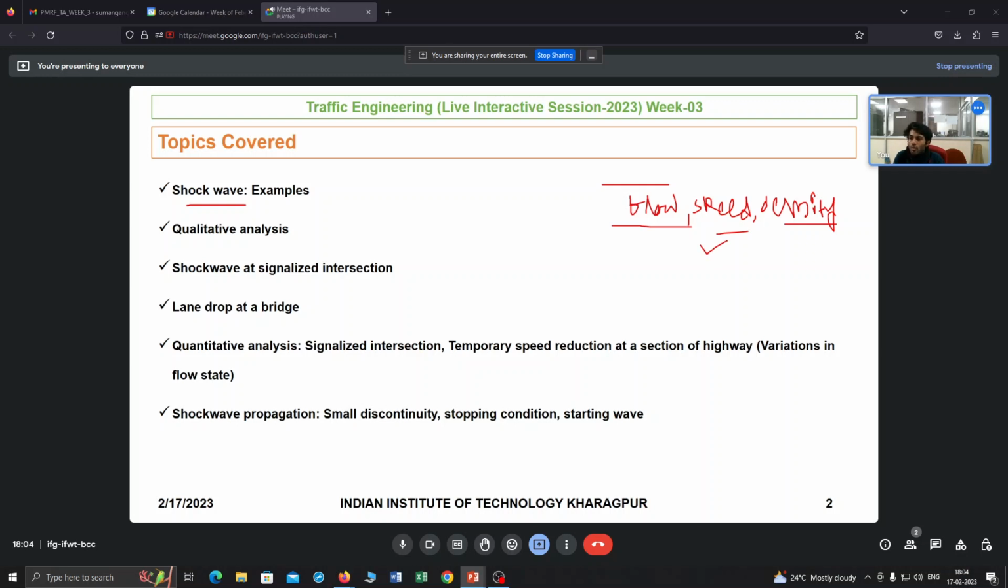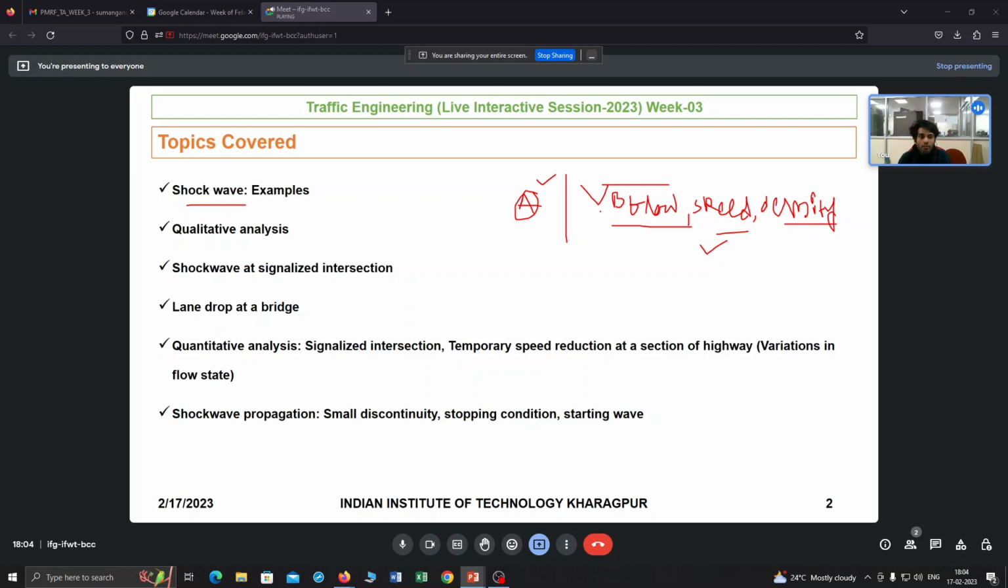If there are two different flow states A and B, it may indicate any one of these 3 conditions. Suppose flow at A is different than flow at B; subsequently it will impact your speed and density as well. Whenever your state changes from A to B, there is a demarcation. That demarcation point we can call a shock wave.